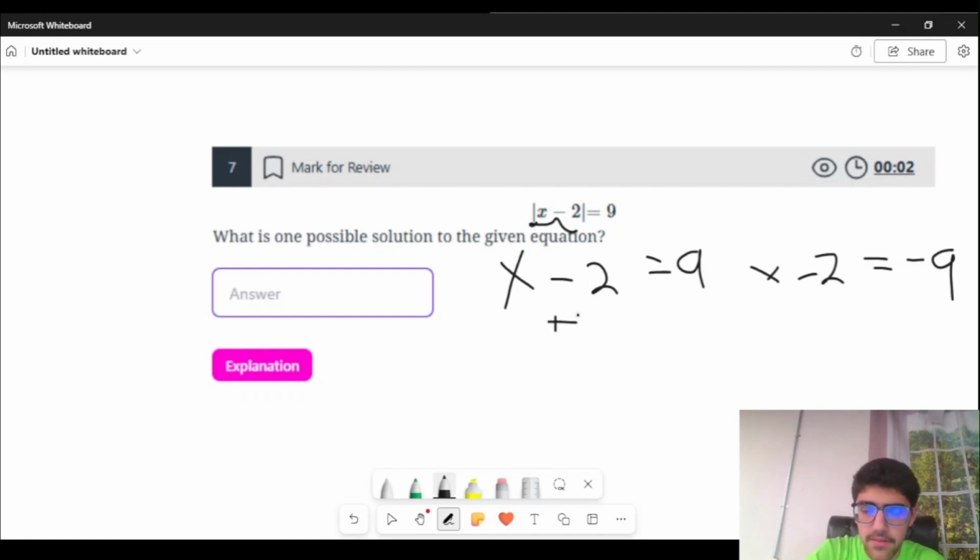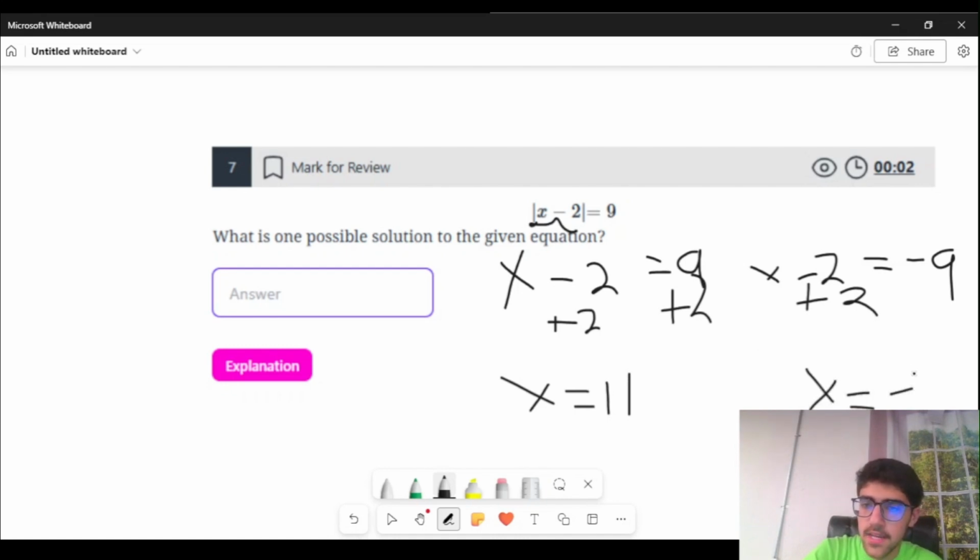And I think my first video was about this, how to solve for these. Just add 2 to both sides, you get x equals 11. And then right here, add 2 to both sides, you get x equals negative 9 plus 2, you get x equals negative 7. And those are your two solutions.